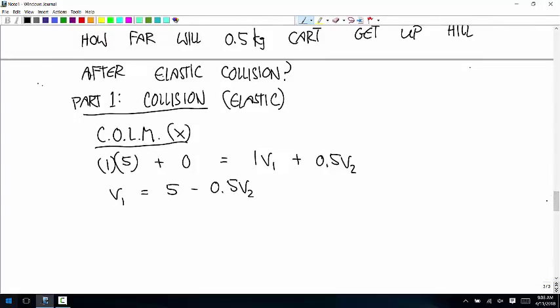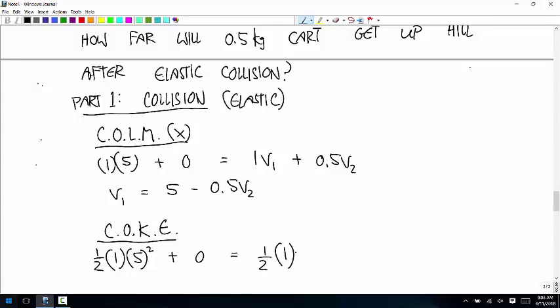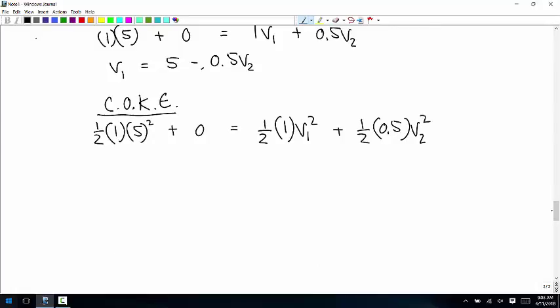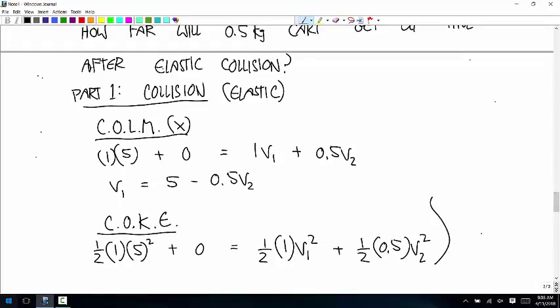It'll come back. Okay, and then conservation of kinetic energy is the second one. So that says 1/2 times the mass of the first one times its speed squared plus the kinetic energy of the second one is equal to 1/2 times 1 V1 squared plus 1/2 times 0.5 V2 squared. And if you combine these, you get that V2 after the collision is 6.6 repeating meters per second.